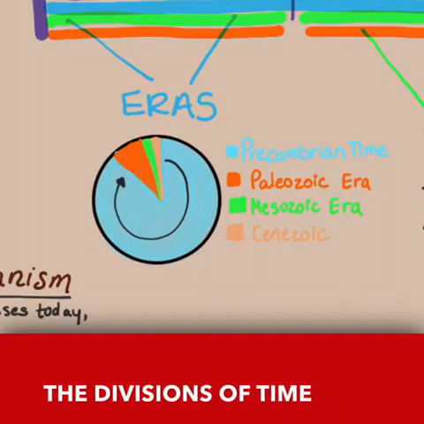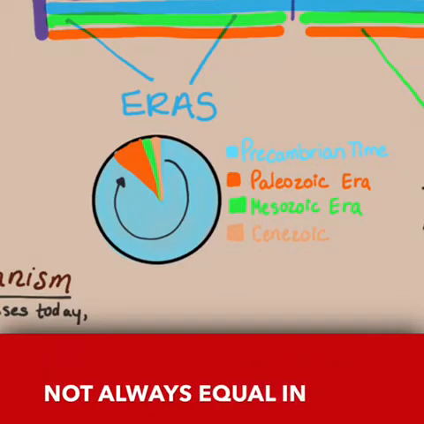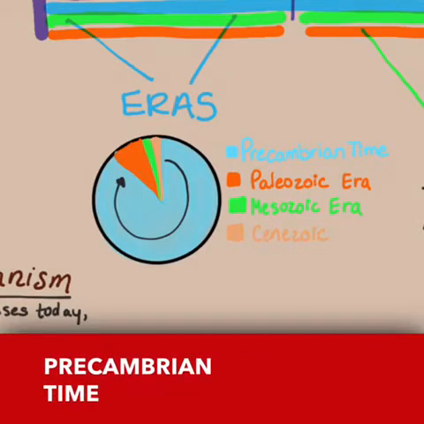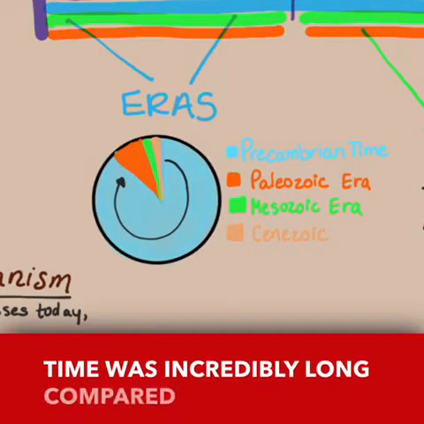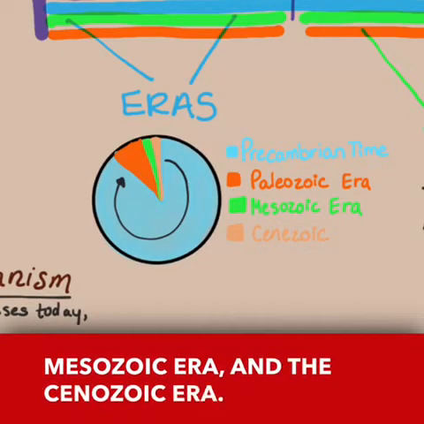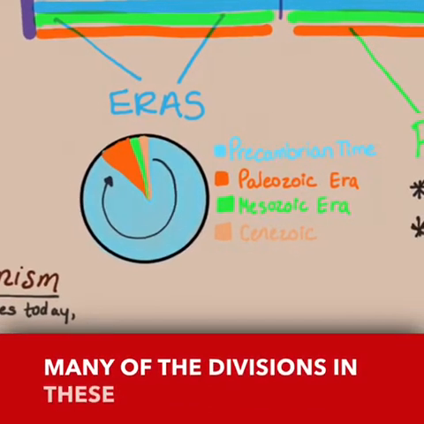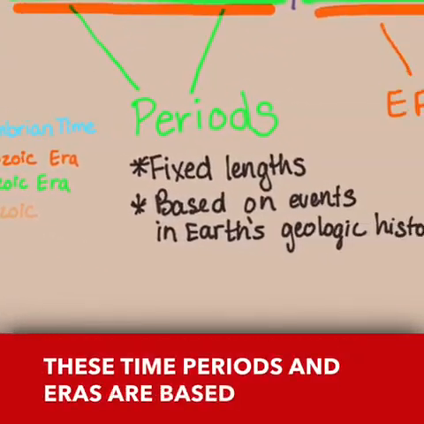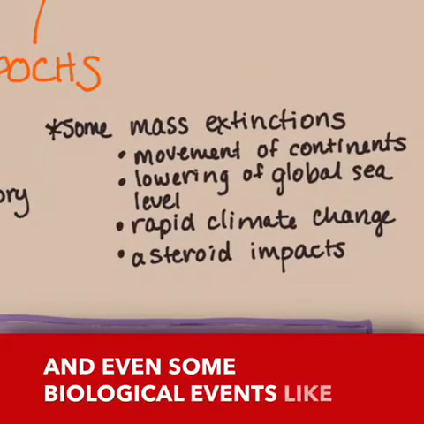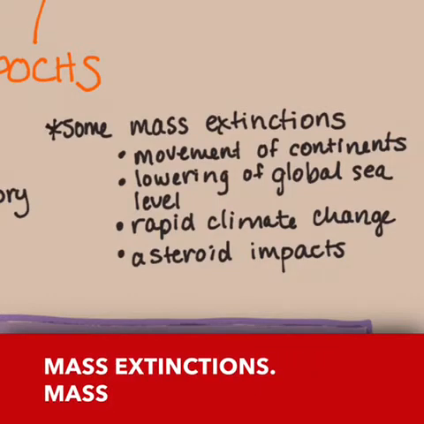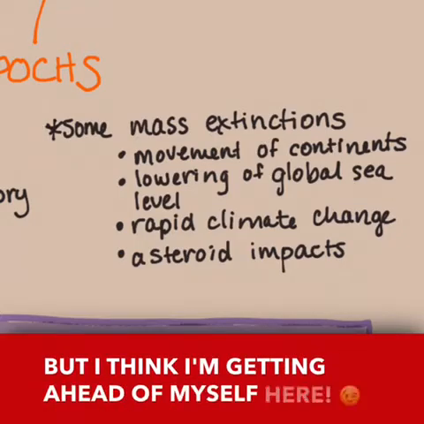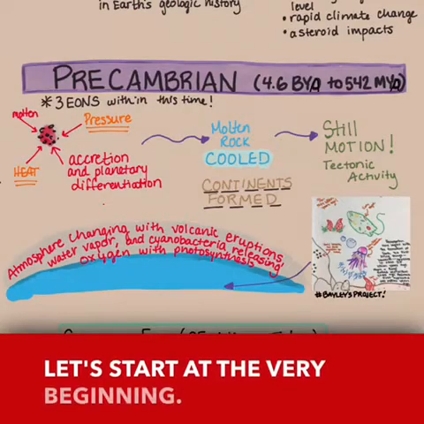The divisions of time are not always equal in how they are set up. For example, the Precambrian time was incredibly long compared to the Paleozoic era, the Mesozoic era, and the Cenozoic era. Many of the divisions in these time periods and eras are based on Earth's geologic history, and even some biological events like mass extinctions. Mass extinctions can happen for a variety of reasons, but I think I'm getting ahead of myself here. Let's start at the very beginning.